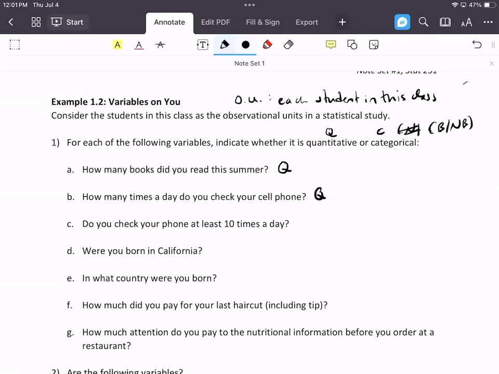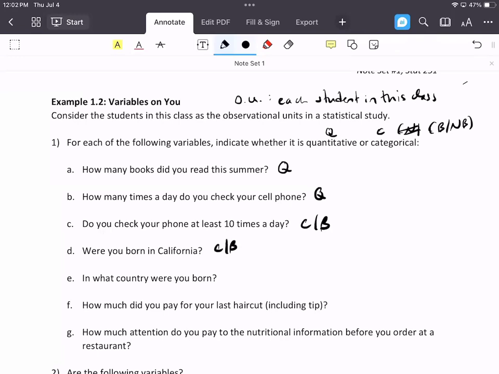Let's look at part C. This is where it changes a little bit. Do you check your phone at least 10 times a day? I'm not asking how many times you've checked it. I'm asking, do you check it at least 10 times a day? So is that quantitative or categorical? Hopefully you're like, oh, that's categorical and it's also binary. The answer is either yes or no. I either don't check it at least 10 times a day, or yes, I do. D, were you born in California? Same idea, categorical and binary.